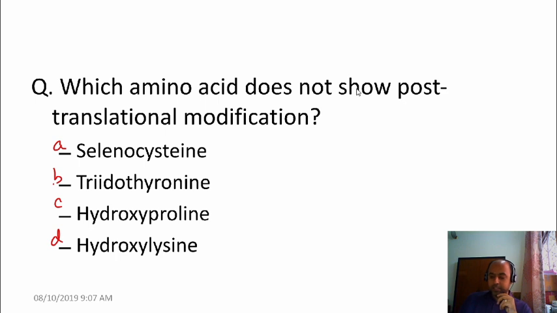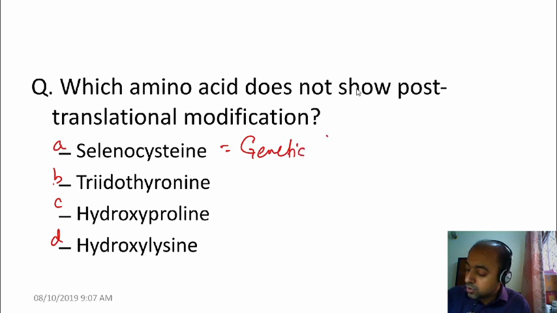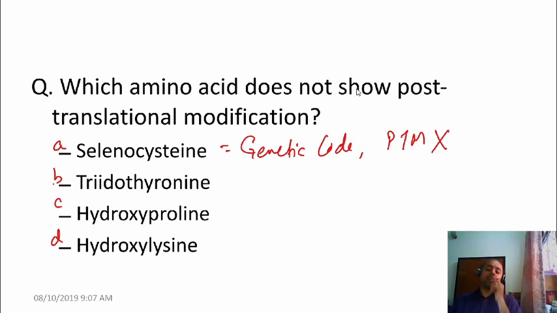Okay, next, let's look at this question. Which amino acid does not show post-translational modification? Selenocysteine has its own genetic code, so post-translational modification is not required. For all others you will require post-translational modification. Very good, Masala and Murtaza. The correct answer is selenocysteine, definitely.